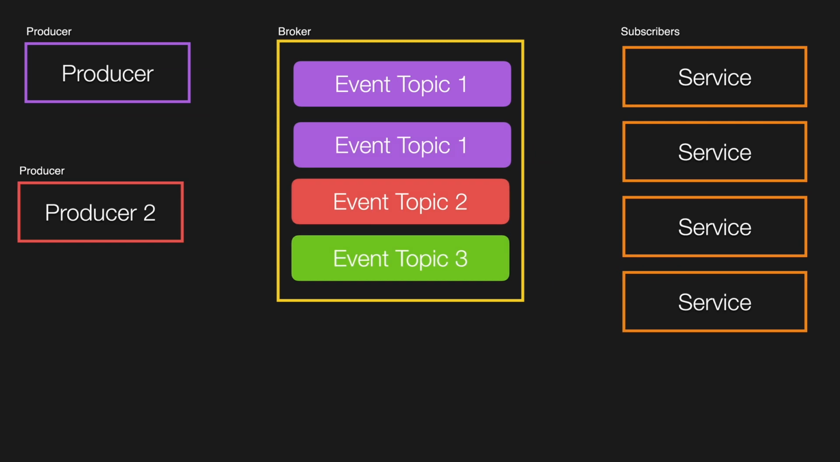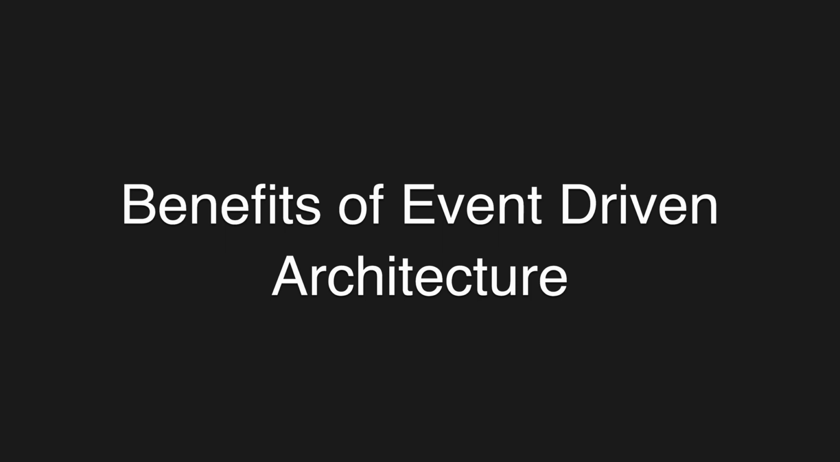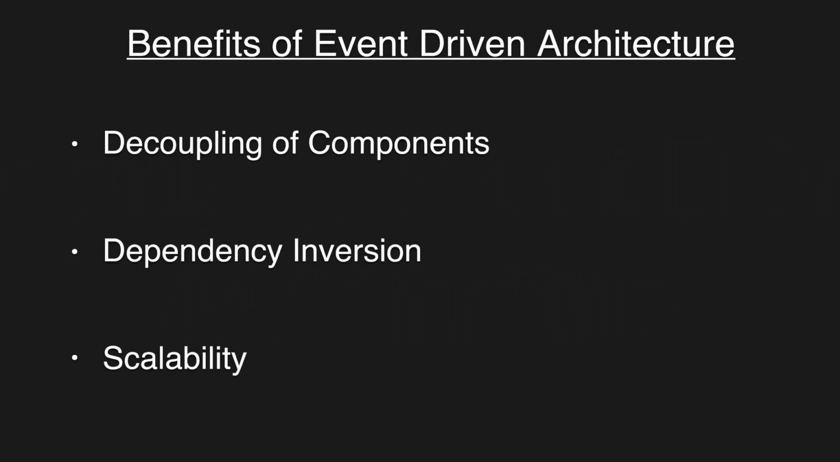We can also have multiple producers and multiple subscribers across multiple different topics in the system. First the subscribers register for the messages they want, and the producer is able to publish, and they'll be able to receive that event going forward. So let's take a look at the benefits of event-driven architecture. We have three main benefits: decoupling of components, dependency inversion, and scalability.